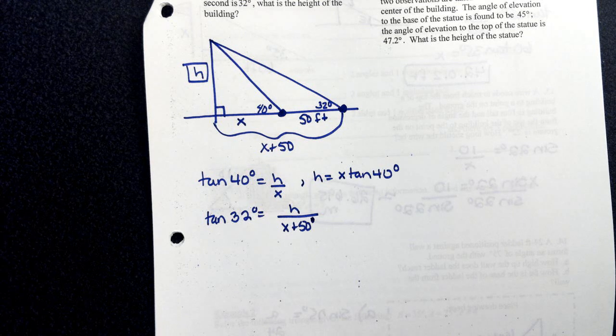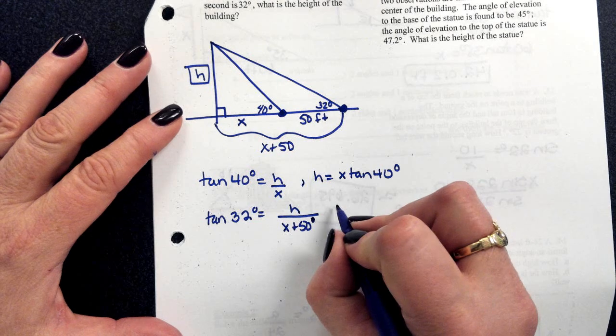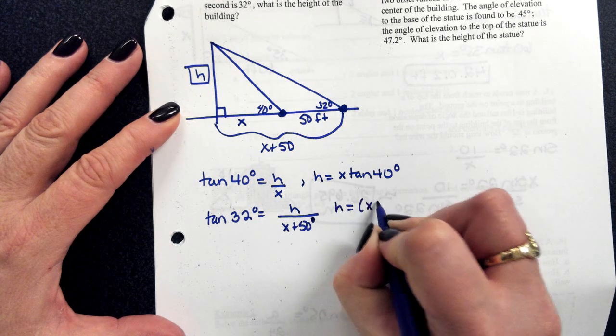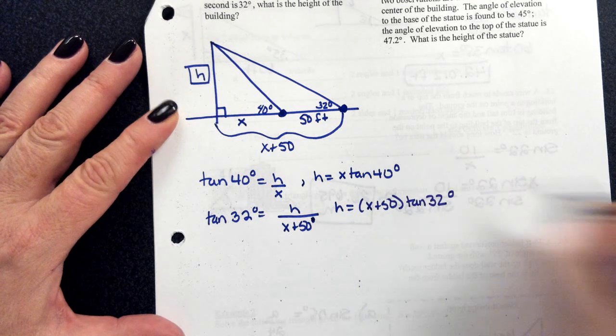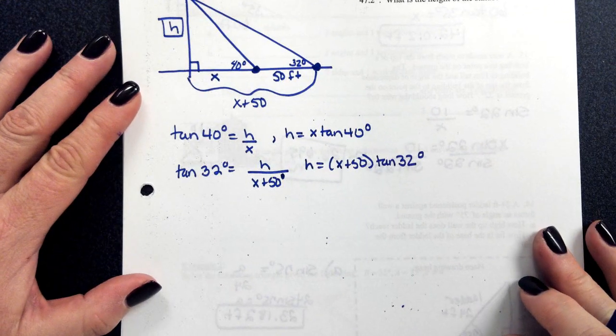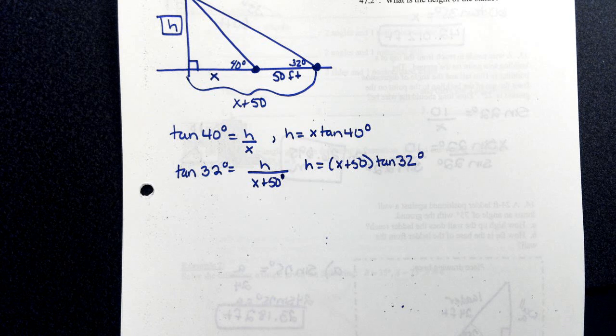Again, ultimately, what am I trying to solve for here? I'm trying to solve for what? h. So I know that h is going to be equal to x plus 50 times the tangent of 32 degrees. So any questions, guys, on how I've set up the tangent ratios and then solve for h?